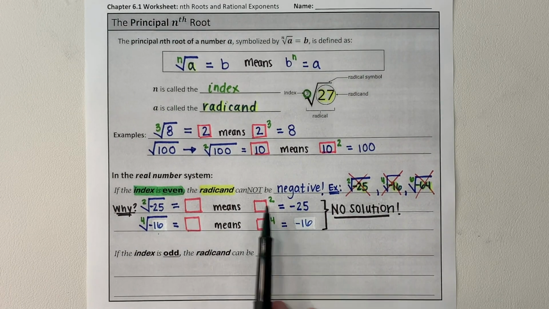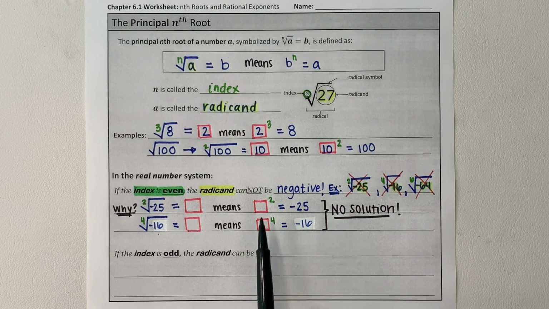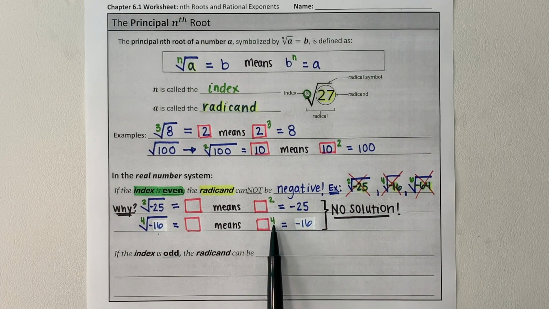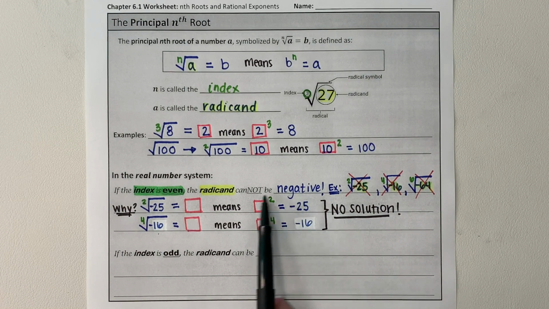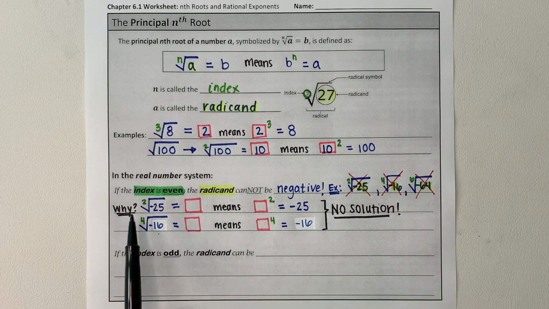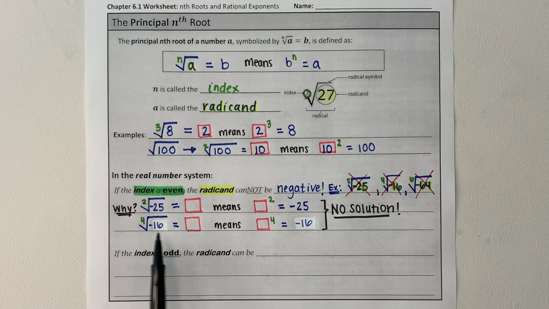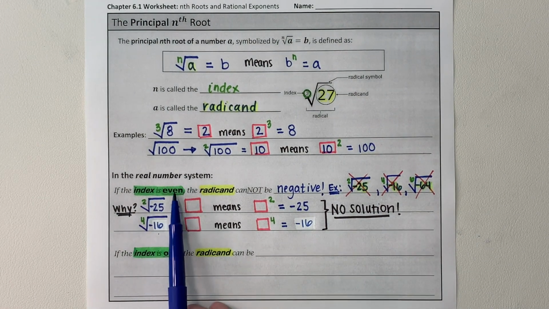So both of these examples have no solution. That's because it's impossible to raise a number to an even power and get a negative answer. And remember, this expression can always be written in this form. So anytime you have an even index, if you have a negative radicand, there will be no solution in the real number system.